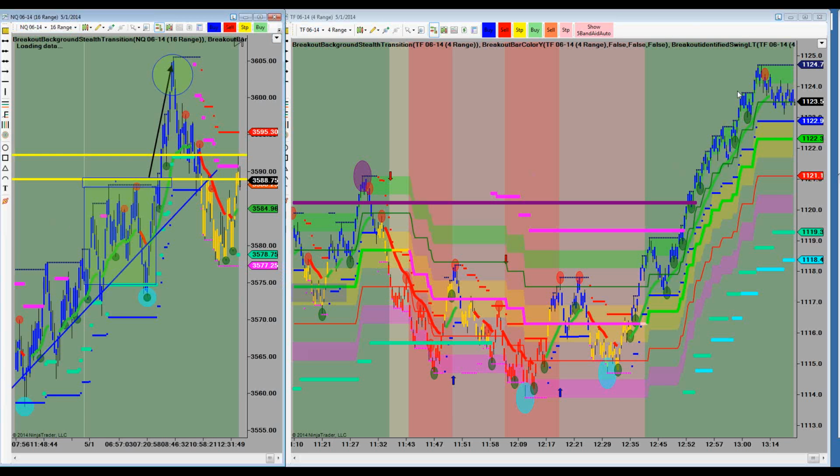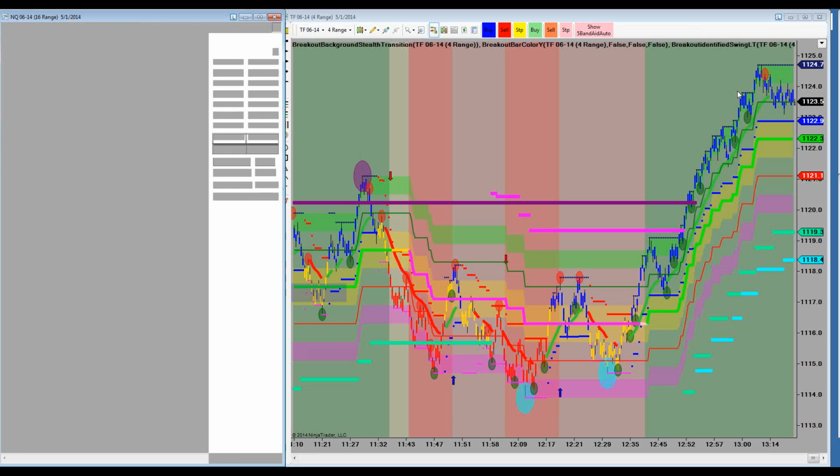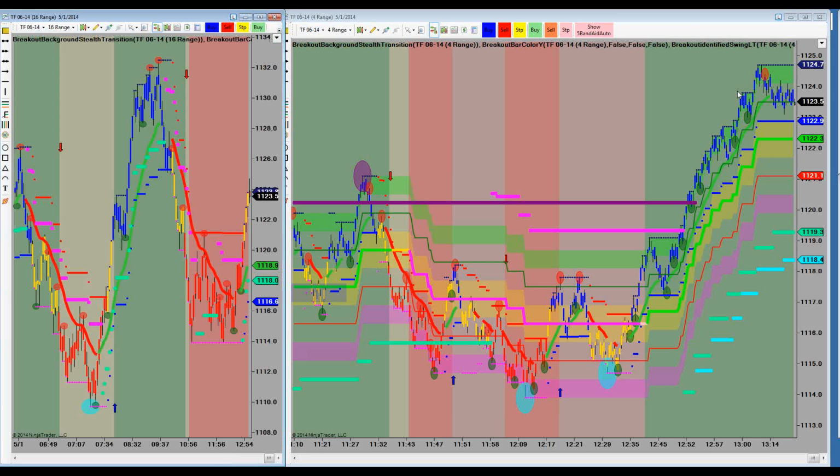All right. I would suspect that the Russell chart's going to look very similar. We don't have to analyze today. We can go back and look at a different day on the Russell. But you can see the swings are huge and much different than the NASDAQ chart.